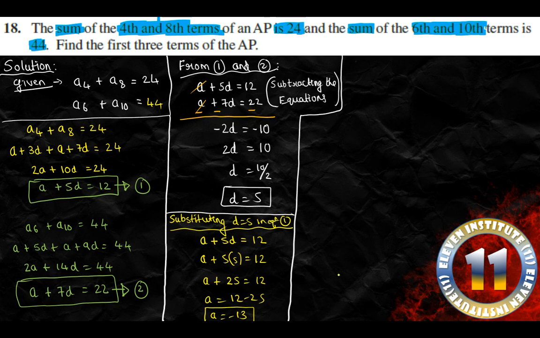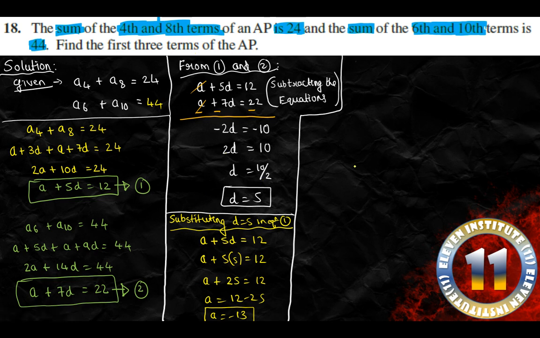I will repeat it once again. 5D minus 7D is minus 2D, 12 minus 22 is minus 10. On solution we get D is equal to 5. Now this is our equation number 1. We write it over here and we substitute the value of D, and on calculation we get A is equal to minus 13. Now we have to find the first 3 terms of an AP.